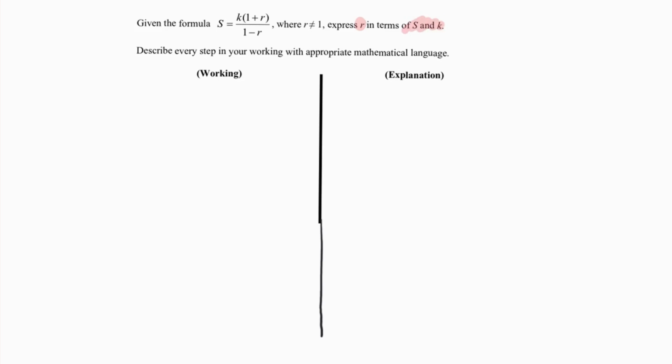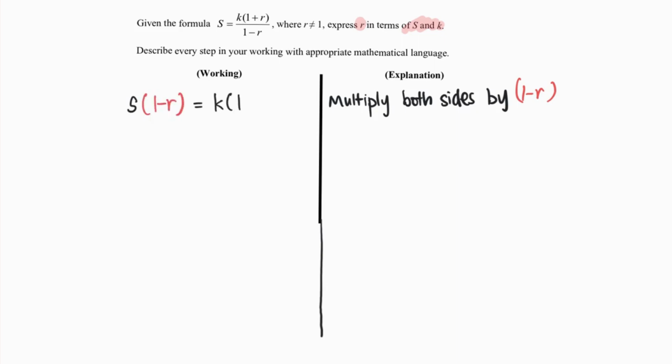So the very first thing I see would be that I am going to multiply both sides of the formula by 1 minus R so that I do not see any more fraction. Then I'm going to expand the brackets.